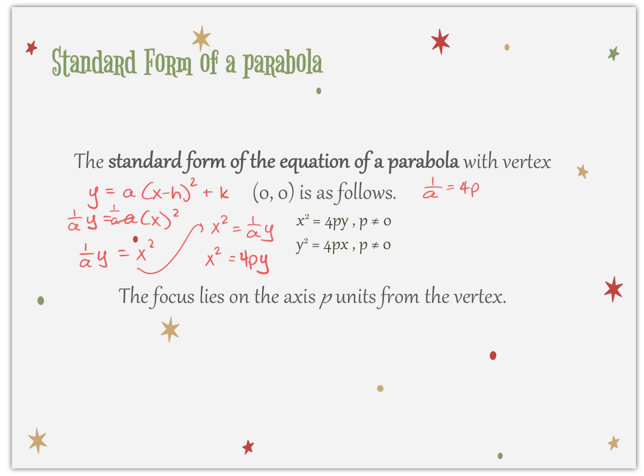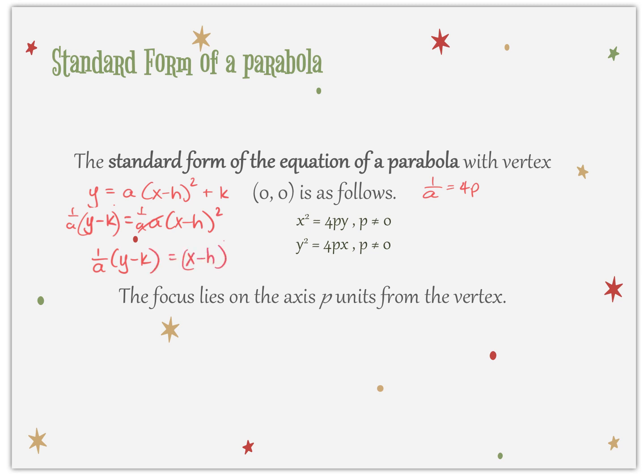Now, let's say that we didn't have a vertex at (0, 0). This would look a little bit different, right? If we didn't have a vertex at (0, 0), we would keep the h and the k in there, and we'd still rearrange it. So we would move the k over, subtract k from both sides, right? We would multiply by 1 over a on both sides, right? And we would get 1 over a times (y minus k) equals (x minus h) squared.